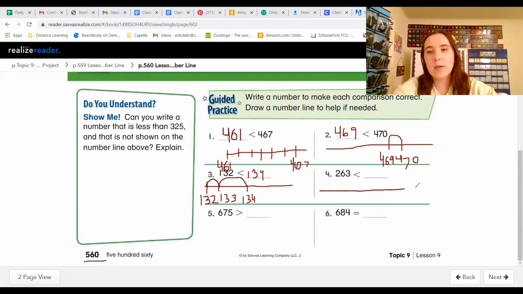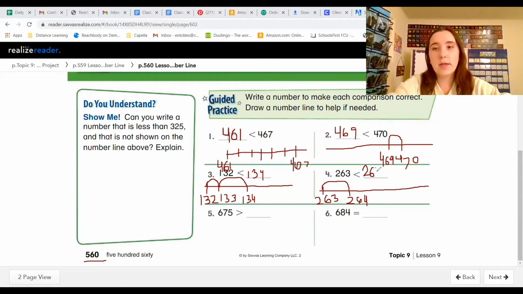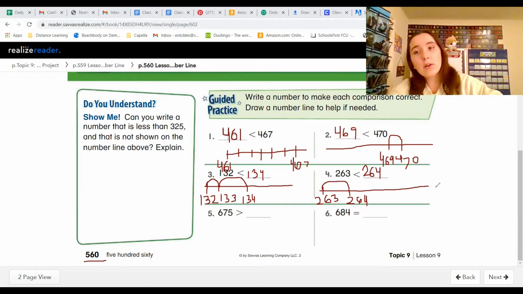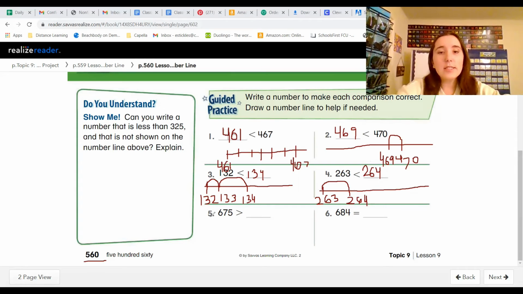So again, I'm going to draw my quick number line here. We have the smaller number, so I'm going to put it down here on the smaller end of our number line, 263. And now I'm just going to think, what's 1 more than 263? 264. So just like that, I know that 264 is greater than 263 because I can see its place on the number line, where my smaller numbers are down here at the left and the bigger numbers are down here at the right. Let's do the last couple.